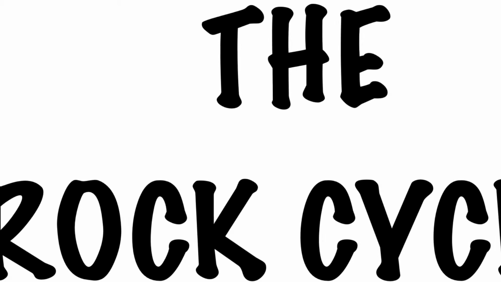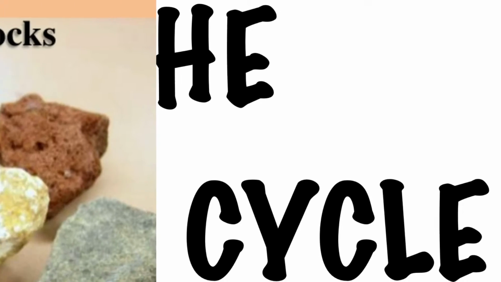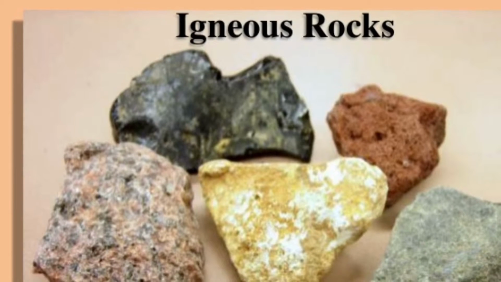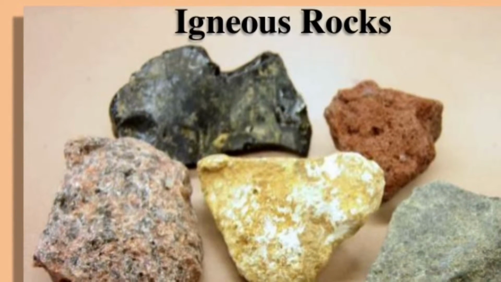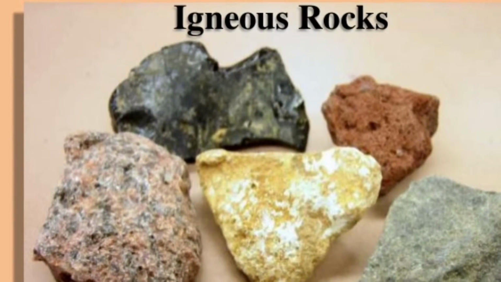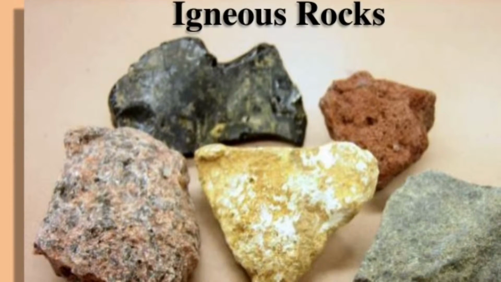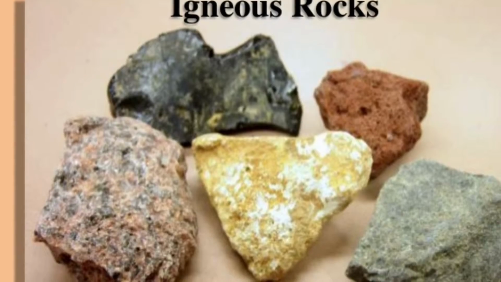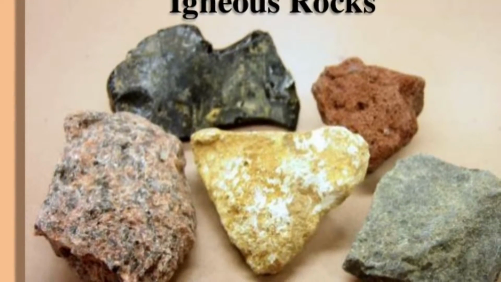Hello everybody, today we will be speaking about the rock cycle. The rock cycle is very amazing and interesting. The first rock that we will be speaking of is the igneous rock. The igneous rock is formed through the cooling and solidification of magma or lava. This means that the igneous rock is a product of the rock cycle.